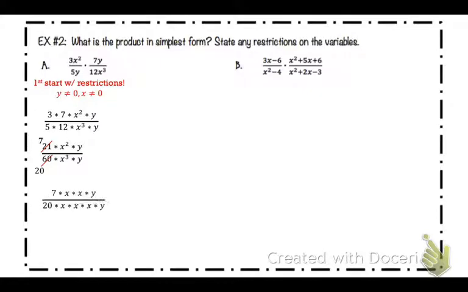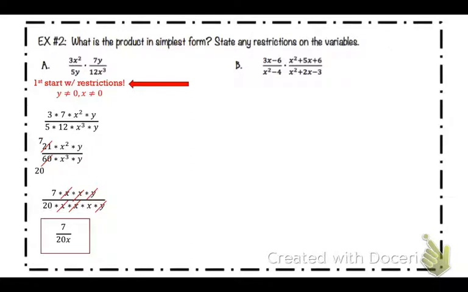I'm just going to write out my x's and write out my y's. So those x's right there will cancel. Those x's will cancel. Those y's will cancel. And you're just left with 7 on top and 20x on the bottom. That's your final answer there. Okay, let's look at B.